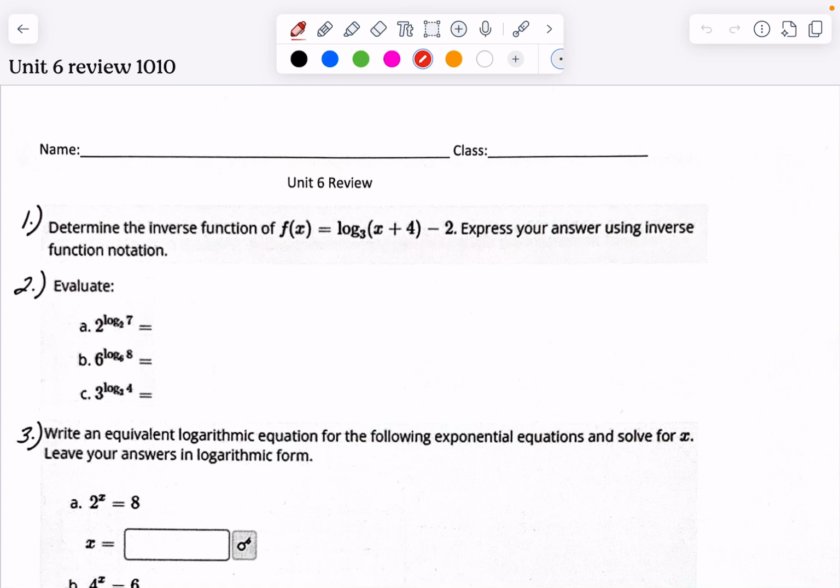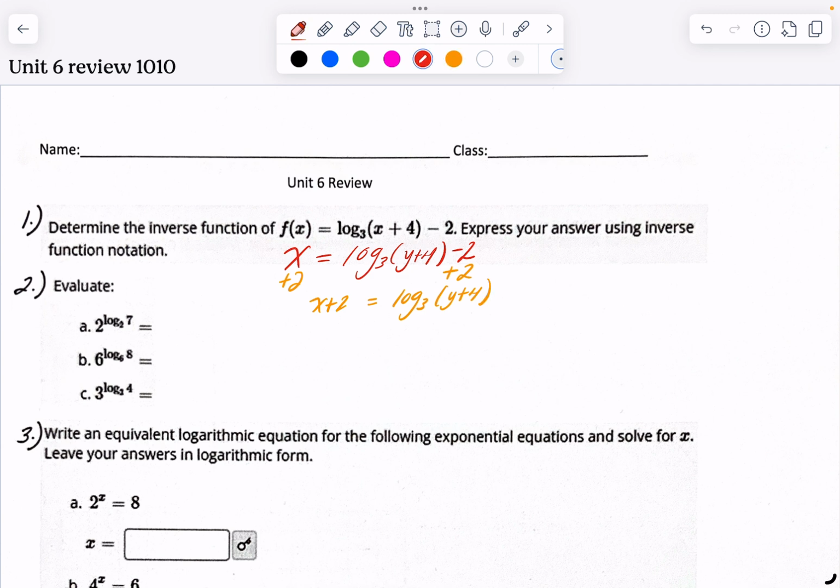Determining the inverse, we know we always switch x and y. So we have x equals log base 3 of (y plus 4) minus 2. And then we'll just solve using algebra for y. So let's add 2. x plus 2 equals log base 3 of (y plus 4).